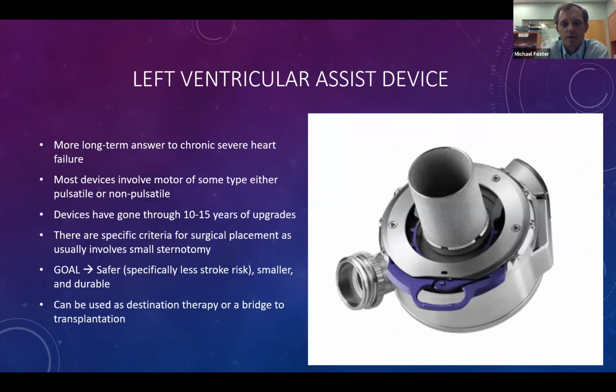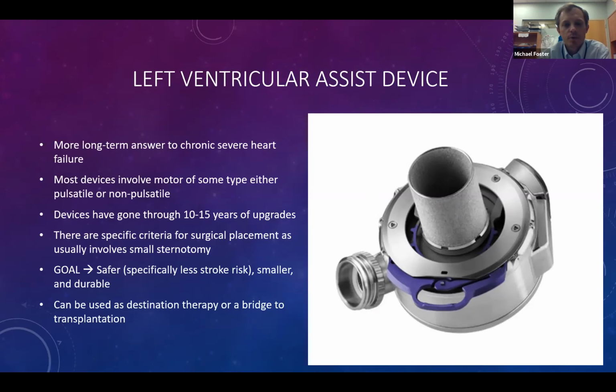So for more advanced heart failure patients, sometimes what's needed is an assist device, and these can be a more long-term answer to chronic severe heart failure. Patients need to be good candidates for the device as far as being reliable to take certain blood thinners to prevent strokes. They also need to qualify based on certain things such as not having end-stage cancer, etc. But the pump can be placed through surgical incisions over the chest.